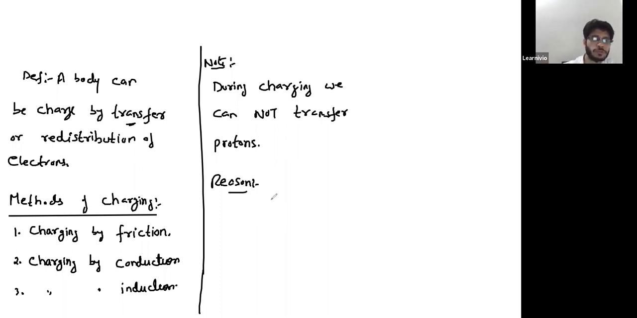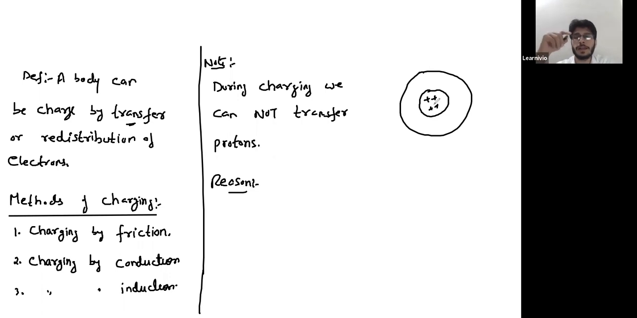So by the way, what's the name of the force by which protons are bounded in a nucleus? Force from neutrons. In the nucleus, protons are bounded by a force which is known as nuclear force. And nuclear force is the strongest force in nature. If this is the nucleus and you have 2 protons, then these 2 protons will attract each other by a very strong force, which is nuclear force. These nuclear forces are the strongest force in nature.